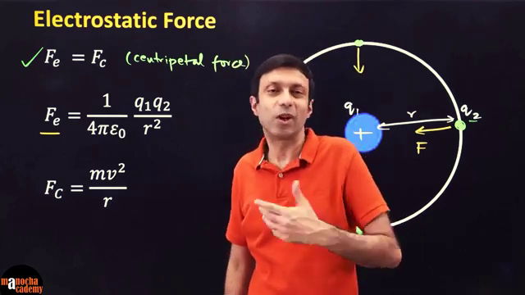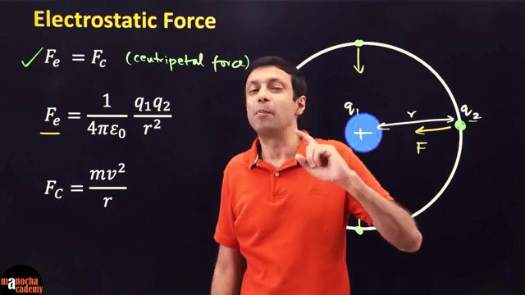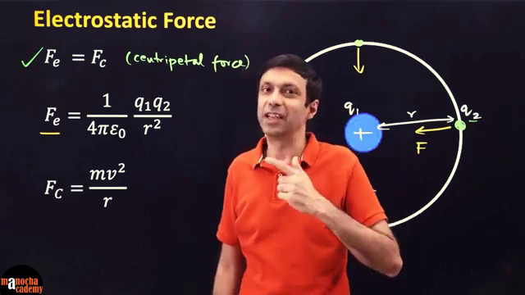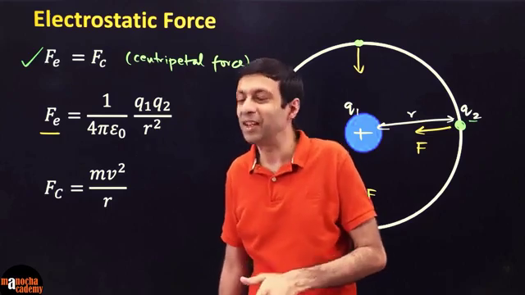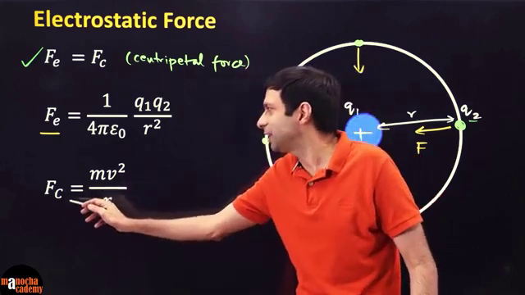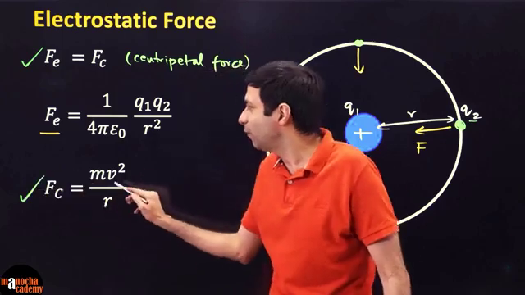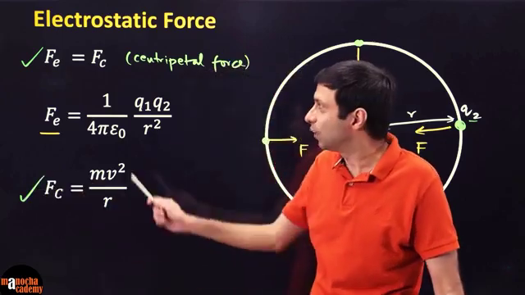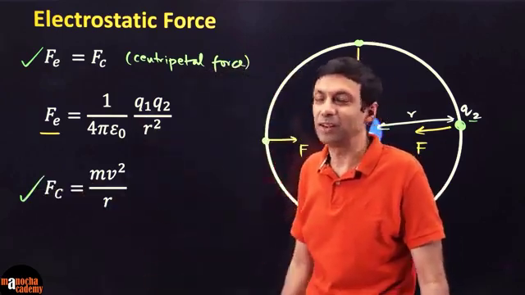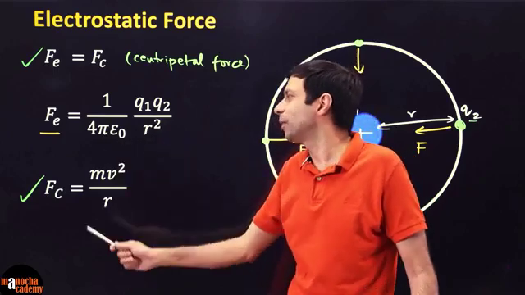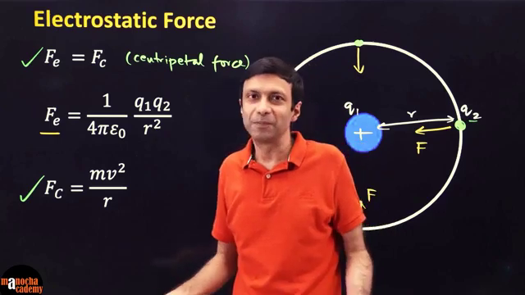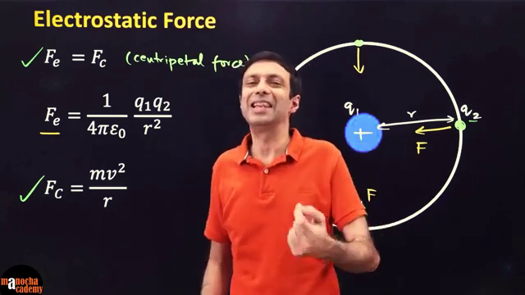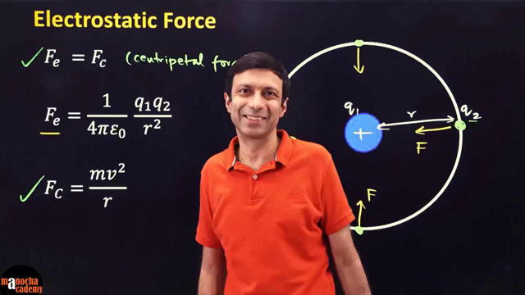And from physics, we know the centripetal force formula. If a particle of mass m is going around in a circle of radius r with a velocity v, the centripetal force Fc is given by mv square by r. So we can equate these terms, because this is the electrostatic force formula, this is the centripetal force formula, and we know that they're going to be equal because the electrostatic force is the centripetal force.